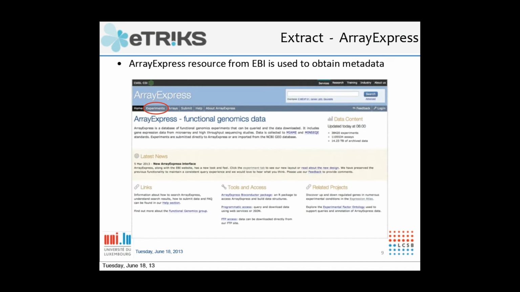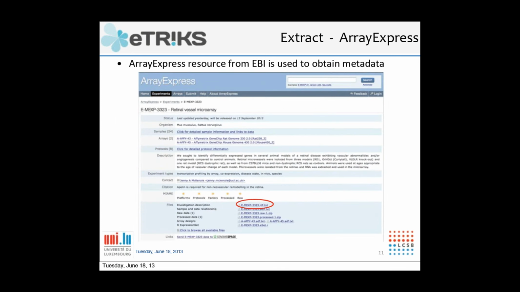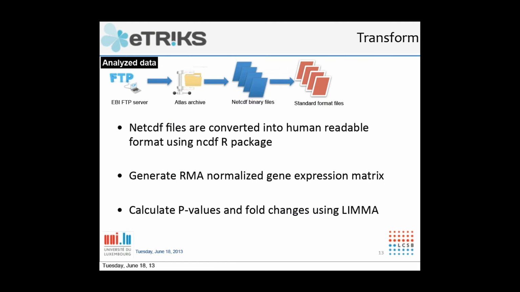The metadata is coming from the other resource, also from EBI, called ArrayExpress. If you follow this experiments tab, you can see the list of experiments, and here it contains some files called IDF, the investigation description files. These are the files containing the metadata, and all the platform annotations are obtained from the Gene Expression Omnibus. We download all the data from the EBI FTP server.